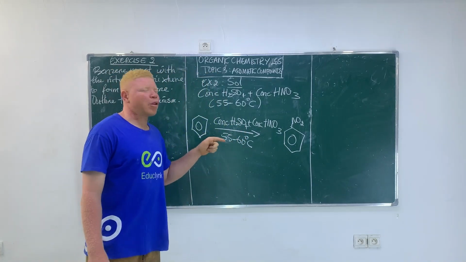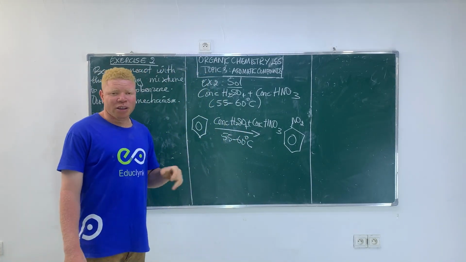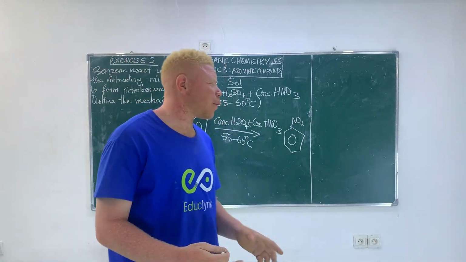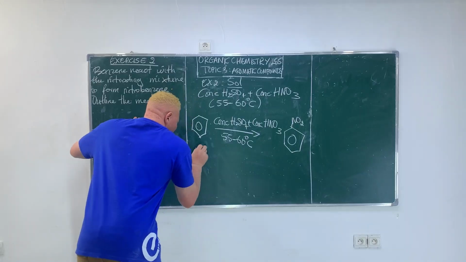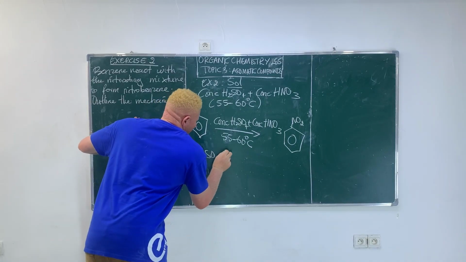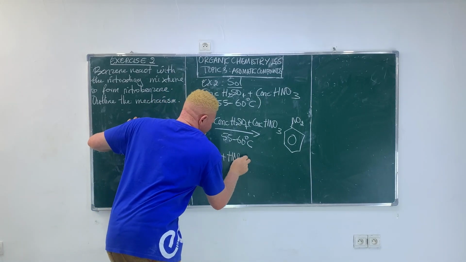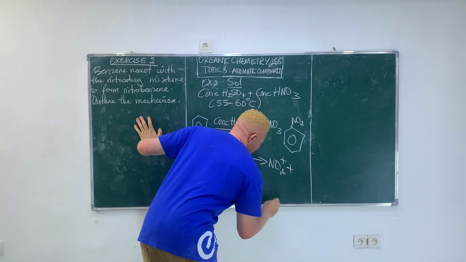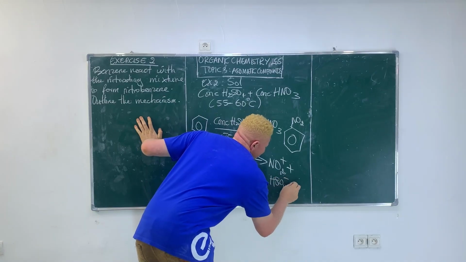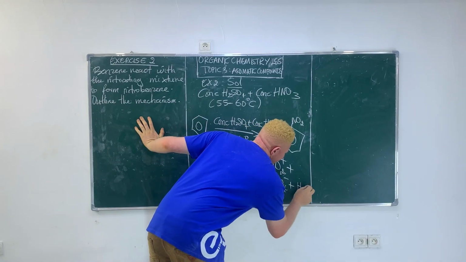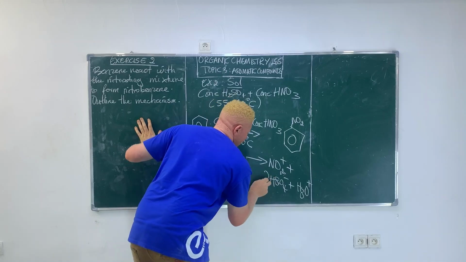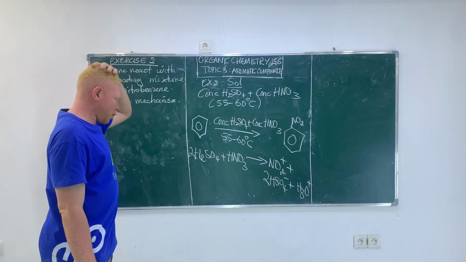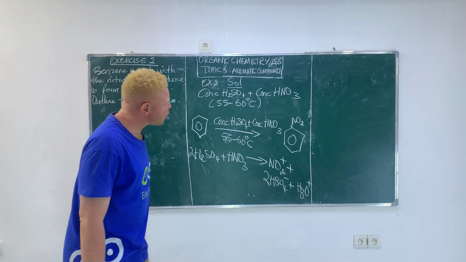First of all is the formation of the electrophile. The reaction is an electrophilic substitution reaction. So how do we form the electrophile? Sulfuric acid plus nitric acid gives NO2 plus, HSO4 minus, plus hydrogen ion. The electrophile is formed. The next step now is to outline the mechanism.